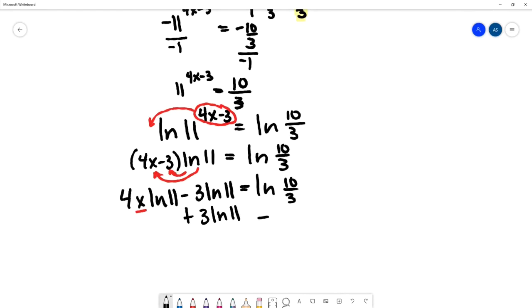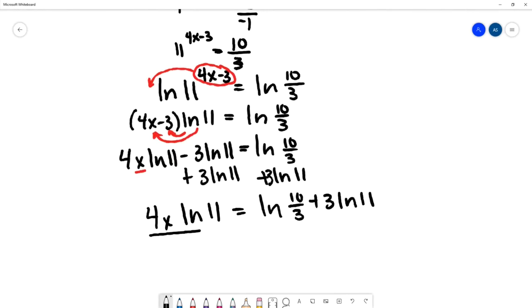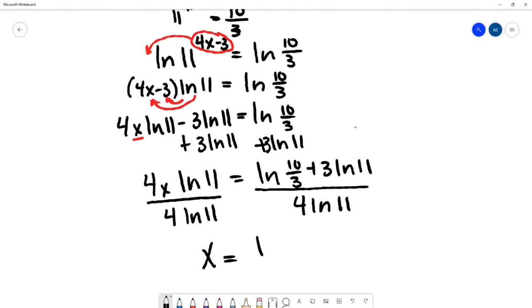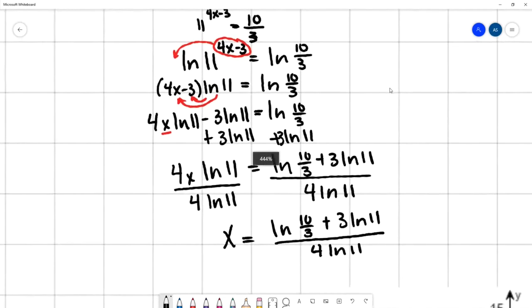I'm going to add 3 natural log of 11 on both sides. That leaves us with 4x natural log of 11 equals natural log of 10/3 plus 3 natural log of 11. Now we'll isolate that x by dividing both sides by the 4 and natural log of 11. And we have our solution, x equals natural log of 10/3 plus 3 natural log of 11 over 4 natural log of 11.